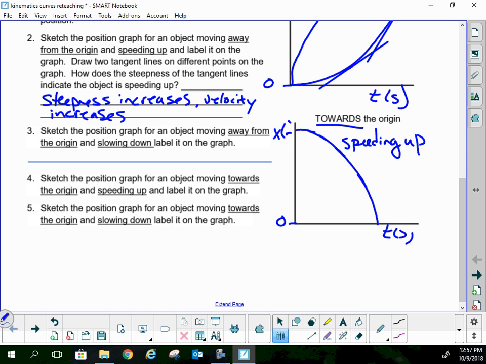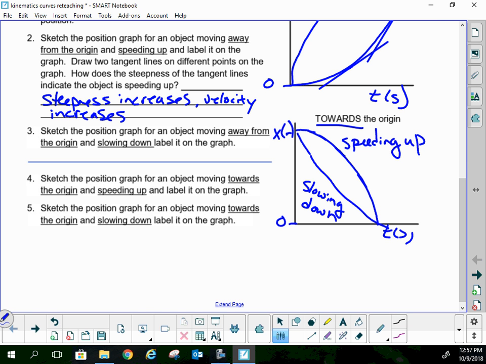Both of these graphs, the object is moving toward the origin. My little parentheses on my meter kind of went away, didn't it? We'll fix that. All right, so then we're going to sketch the position graph for an object that's moving toward the origin, but this time it's slowing down. So that means that we're going to have steep, steep, steep, less steep over time. So we start steep, and then we go less steep, less steep, less steep over time. So that is slowing down.